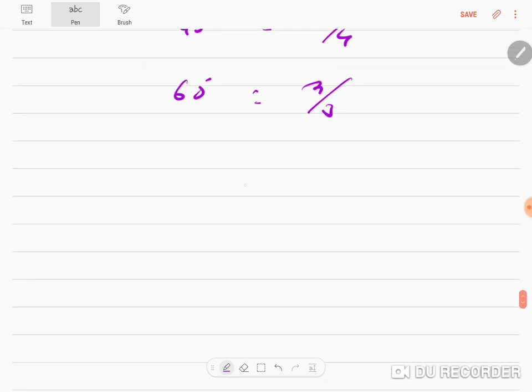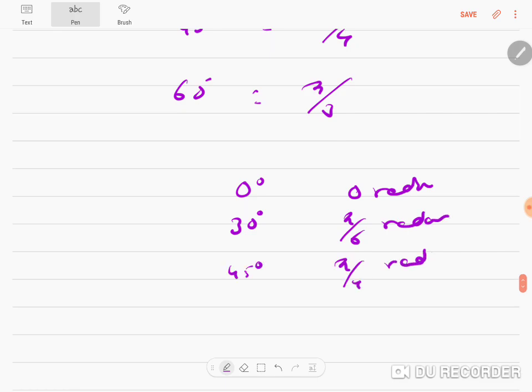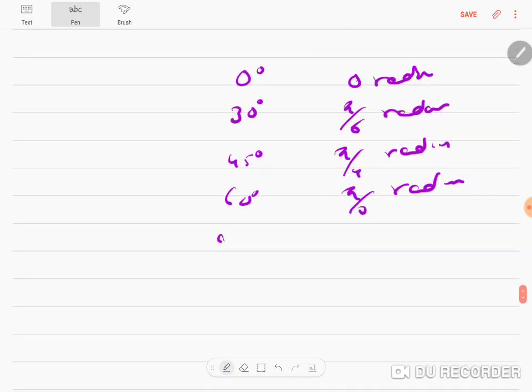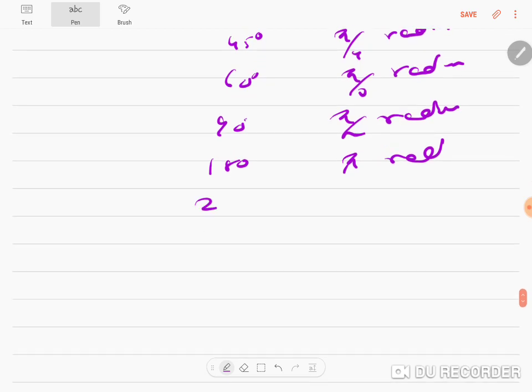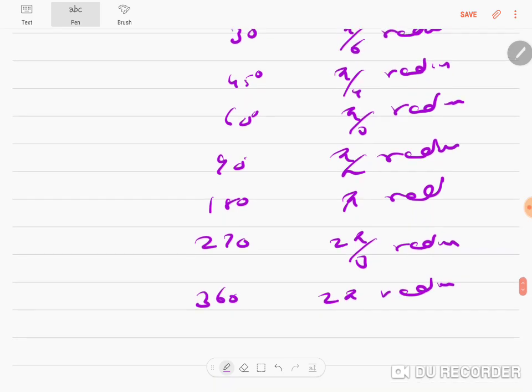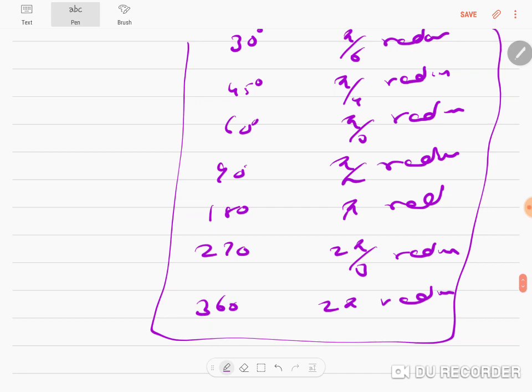So, from the beginning, a 0 degree is a 0 radian. Next angle that we know is 30 degree is pi by 6 radian. 45 degree is pi by 4 radian. A 60 degree is pi by 3 radian. A 90 degree is pi by 2 radian. A 180 degree is pi radian. A 270 degree is 3 pi by 2 radian. A 360 degree is 2 pi radian. I would like you to be very clear and instantly tell me answers in terms of radians.